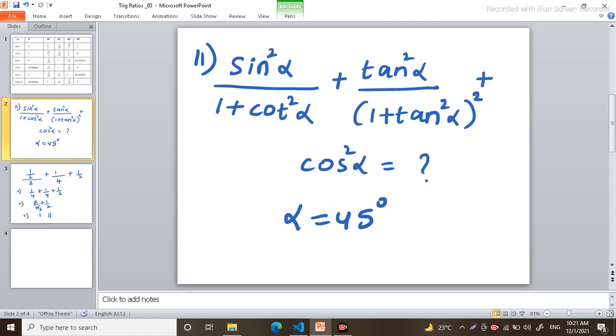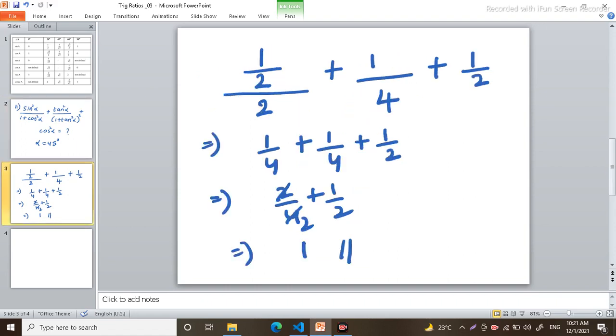Plus cos 45 is 1 by root 2. 1 by root 2 whole square is nothing but the root 2 and the square get cancelled. So it is 1 by 2. What I did here: 1 by 4 plus 1 by 4 plus half. 2 by 4, 2 ones are 2, 2 twos are 4, plus half. Half plus half is 1. This is the answer. We'll move to the next question.